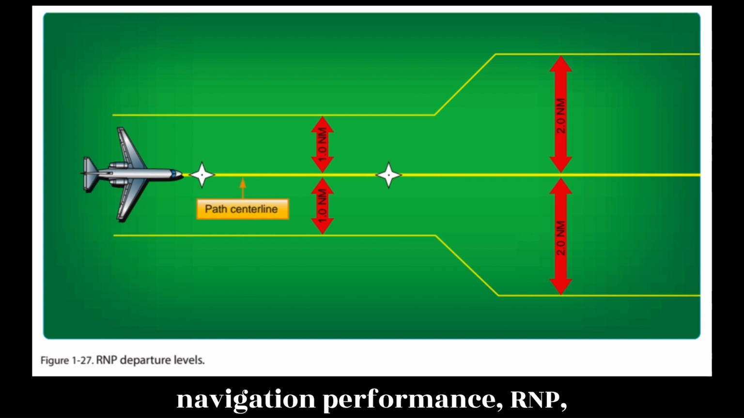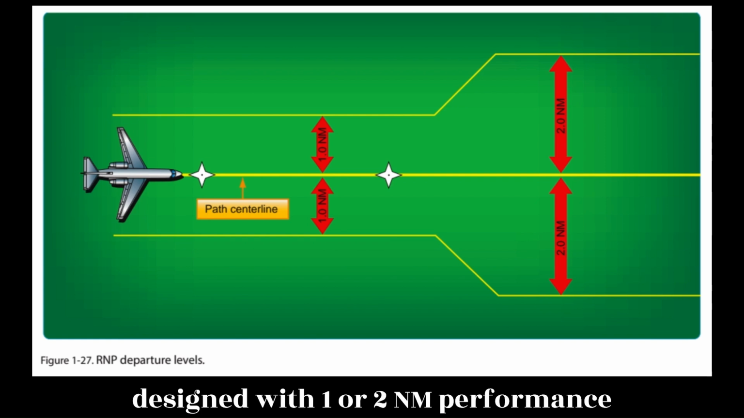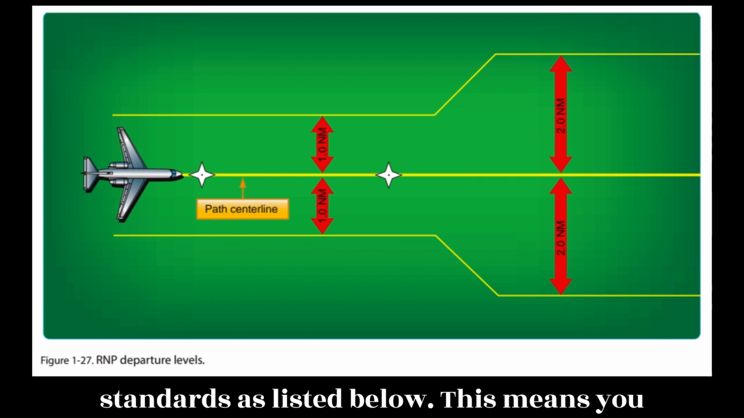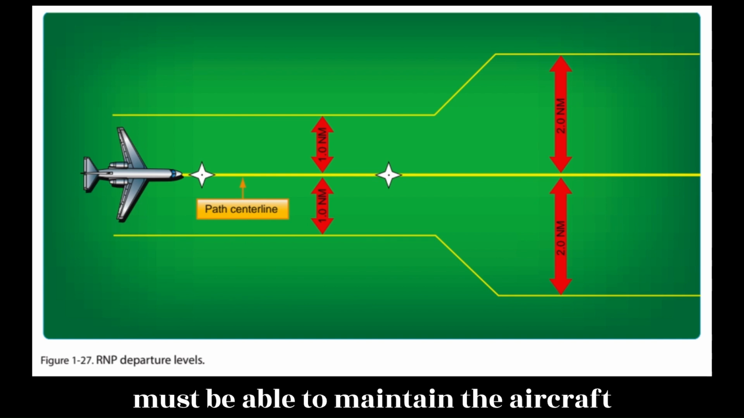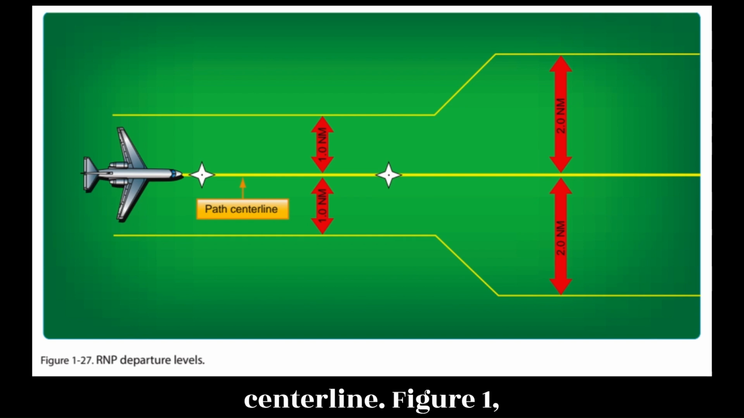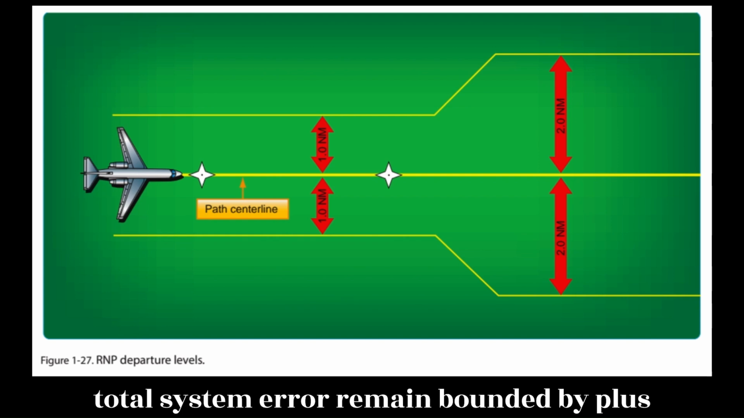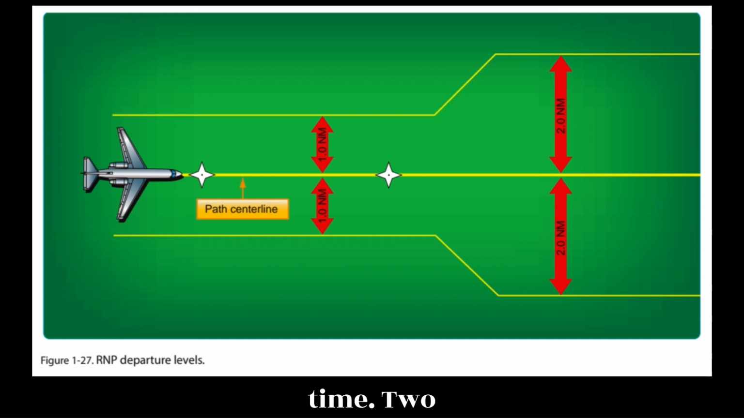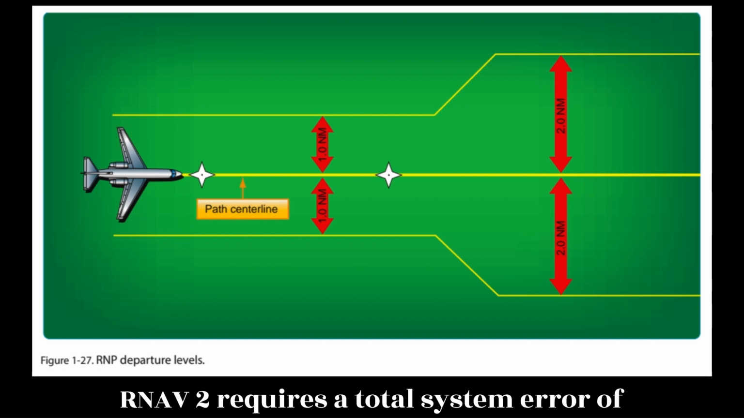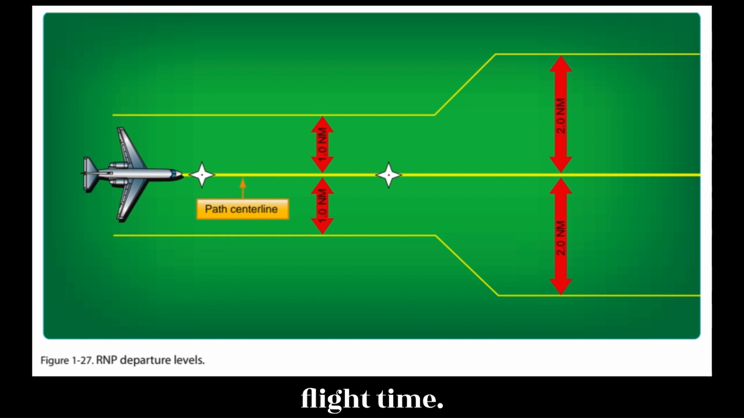From a required navigation performance, RNP, standpoint, RNAV departure routes are designed with 1 or 2 nm performance standards as listed below. This means you as the pilot and your aircraft equipment must be able to maintain the aircraft within 1 or 2 nm either side of route centerline. Figure 1-27. 1. RNAV-1 procedures require that the aircraft's total system error remain bounded by plus or minus 1 nm for 95% of the total flight time. 2. RNAV-2 requires a total system error of not more than 2 nm for 95% of the total flight time.